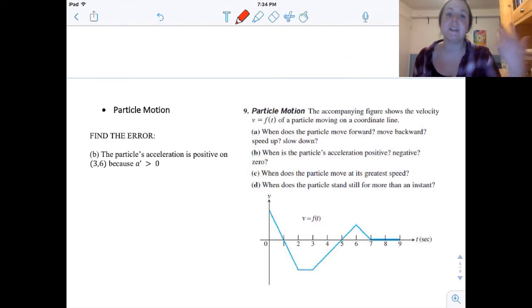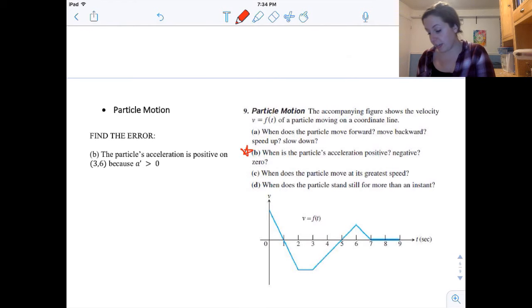Okay, so here's what I want you to think about. I want you to think about B. If this was the answer I gave, what would be the problem with it? Take 30 seconds and see if you can tell what the problem would be there. And then we are going to talk about that.